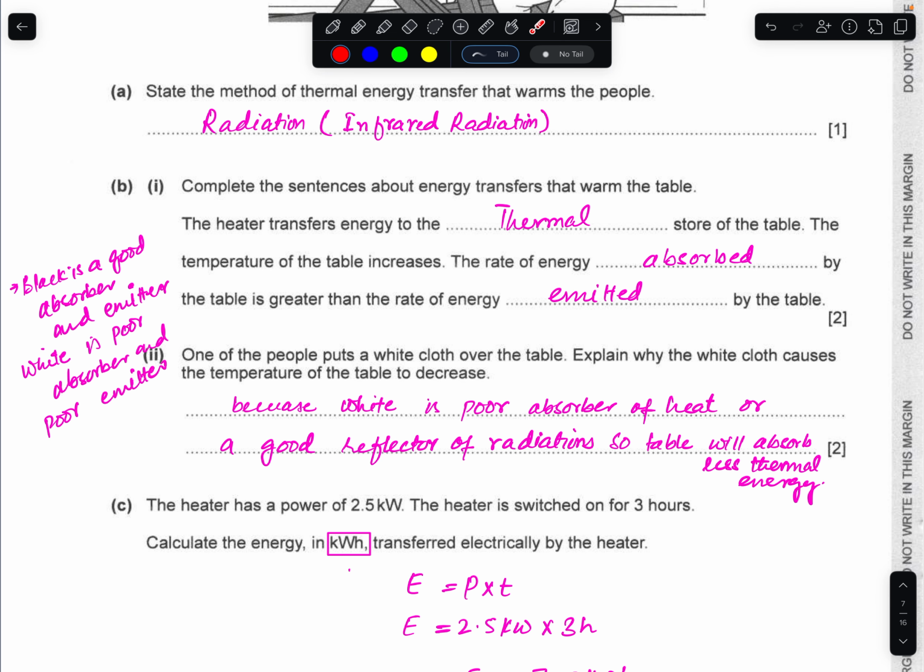One of the people puts a white cloth over the table. Explain why the white cloth causes the temperature of the table to decrease. Now, why is it doing so? Because white is a poor absorber of heat, or a good reflector of heat. So in reflection, white is better than any dark color like black. So the table will absorb less thermal energy, and that's why its temperature will be less.